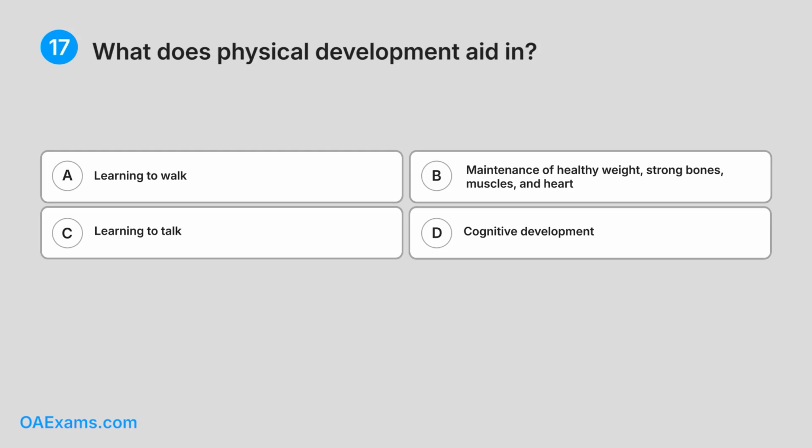17. What does physical development aid in? A. Learning to walk. B. Maintenance of healthy weight, strong bones, muscles, and heart. C. Learning to talk. D. Cognitive development. Do you know the answer?